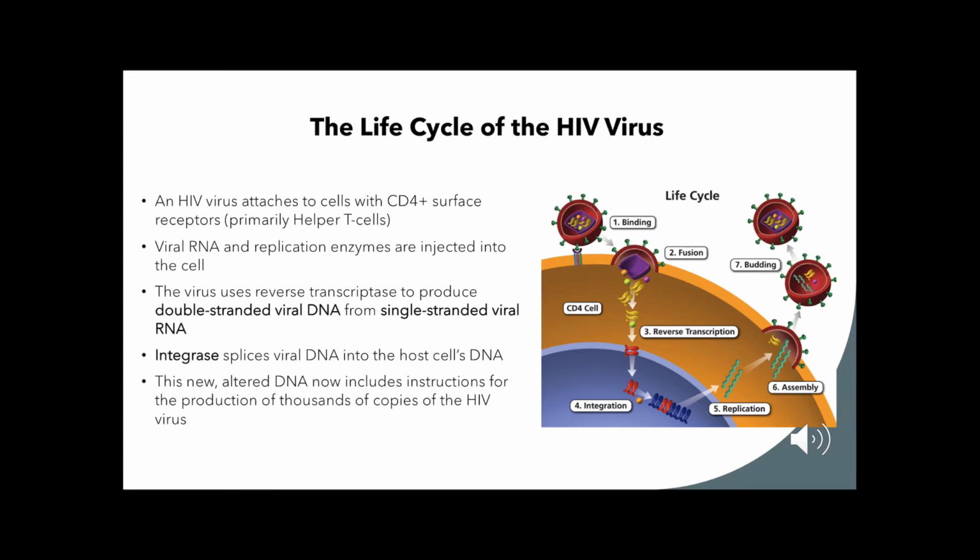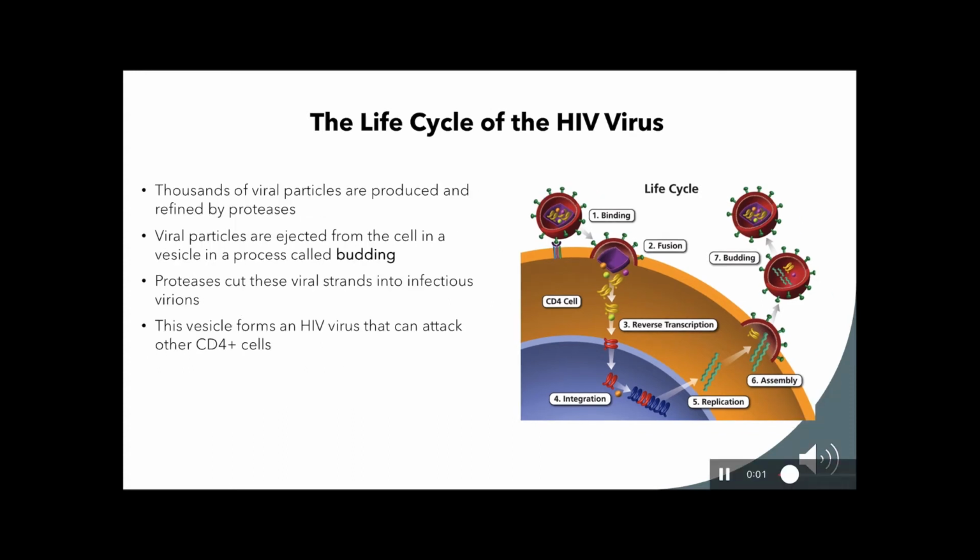So this new altered DNA now includes instructions for the production of thousands of copies of the HIV virus. So in this process, thousands of viral particles are produced. These viral particles are ejected from the cell in a vesicle in a process called budding. So when this cell buds, or kind of breaks off, proteases are activated in these new vesicles, and they cut these long strands of infectious material into virions, which essentially converts them to their infectious form. So this vesicle forms its own independent HIV virus that can attack other CD4 cells.